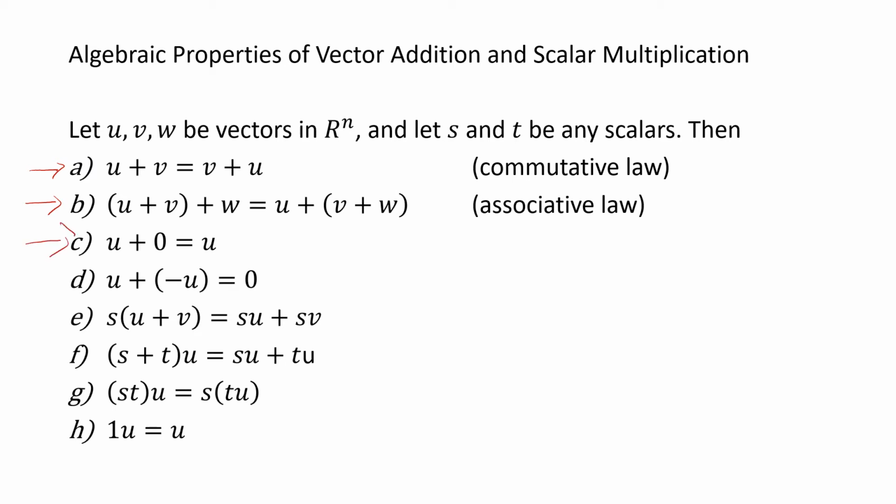The third one, adding the zero vector to a vector just gives us that vector back again. Now the 0 in here is the vector in R^n. So n elements, that's all zeros. So it's 0, 0, 0, however many you need.